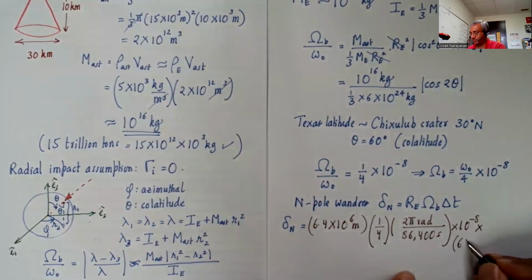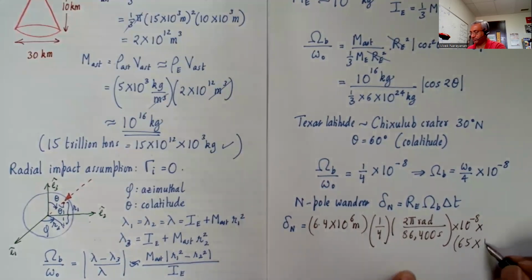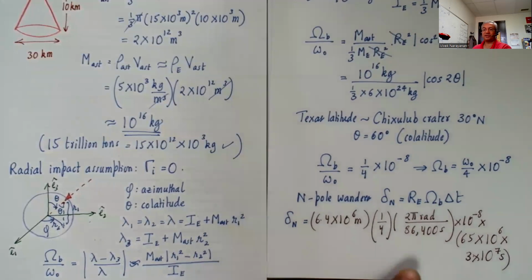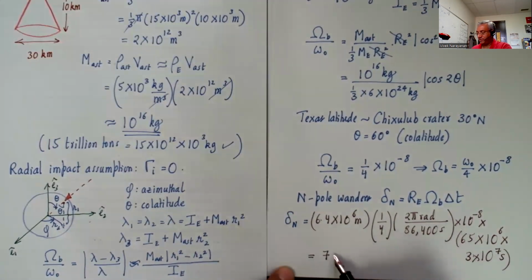So that's 65 million years. 65 times 10 to the 6, and then years, so let me just write a year as approximately, if I remember right, 3.3, approximately 3 times 10 to the 7 seconds. That's how I roughly remember it. It's about 30 million seconds. Okay, so when you work this out, and I won't do that here, you're going to get 75 times 10 to the 7 meters.